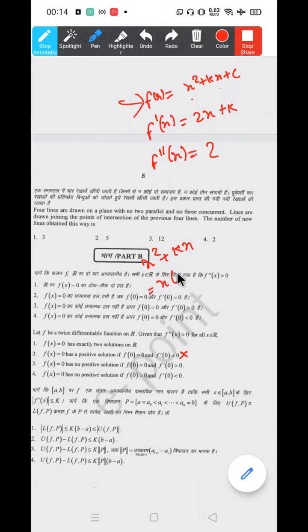This is x into x plus k, and its roots are x equal to 0 and x equal to minus k. So it has no positive solution. What are the solutions? 0 and minus k. Correct. Positive solution.